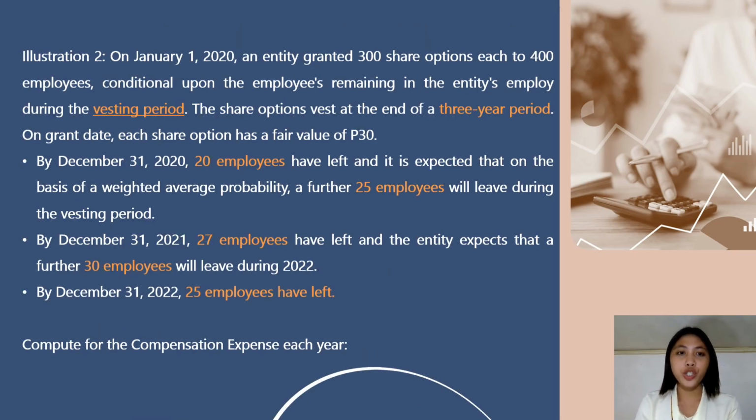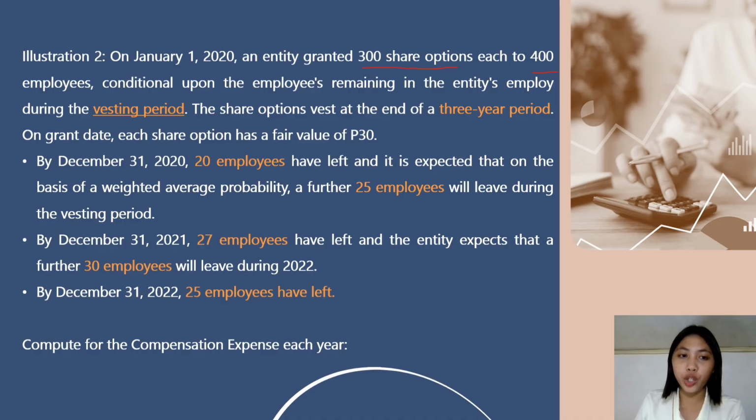Illustration 2. On January 1, 2020, an entity granted 300 share option each to 400 employees, conditional upon the employees remaining in the entity's employ during the vesting period. Take note that we have a vesting period. The share options vest at the end of 3-year period. On grant date, each share option has fair value of 30.